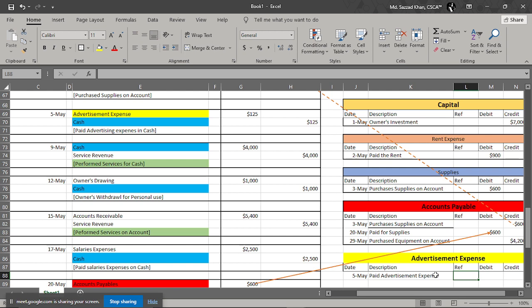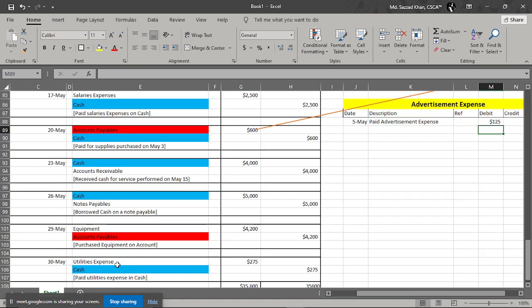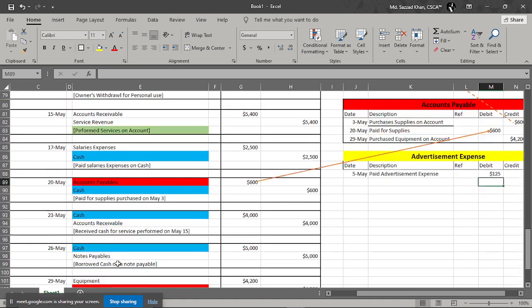How did it affect the balance? So how did it affect the account? You see, advertisement has a debit balance. Write down the $155. So any other accounts under the advertisement expense? Did you see any other account? No, right? So we are done with advertisement expense.